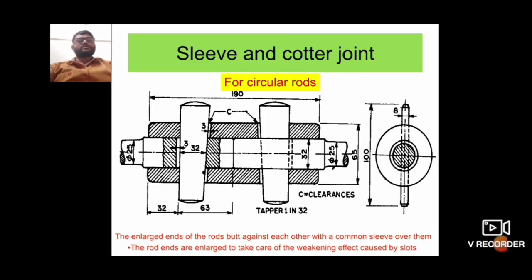The rod ends, there are two rods here at the two ends, are enlarged to take care of the weakening effects caused by slots. So this is sleeve and quarter joint where two rods are used and the rods butt against each other with a common sleeve over them.